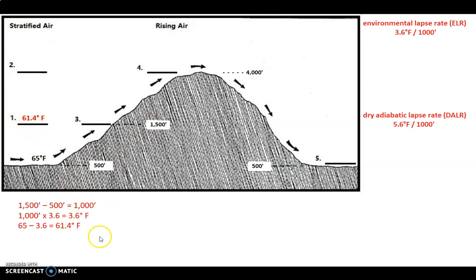Okay, but here's the problem that you set it up. So you take the 1,500 feet, subtract the 500, gives you 1,000 feet. Now think about that as just one, because that's what our equation says here. For every 1,000 feet, you subtract 3.6 degrees Fahrenheit per that 1,000 feet. So you could do that math in your head. And I'm trying to show you that that's how I do it too.